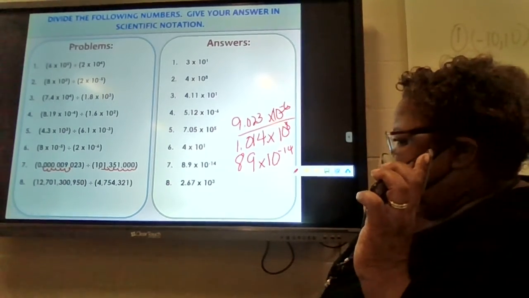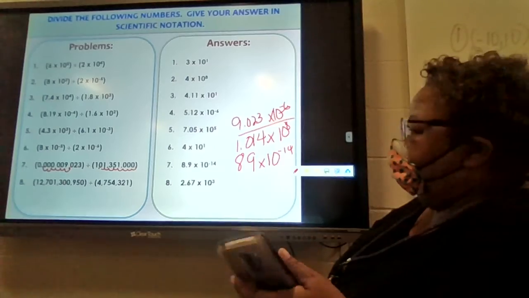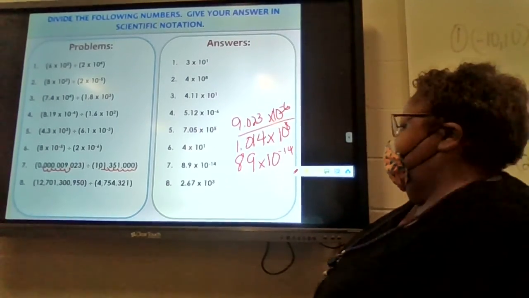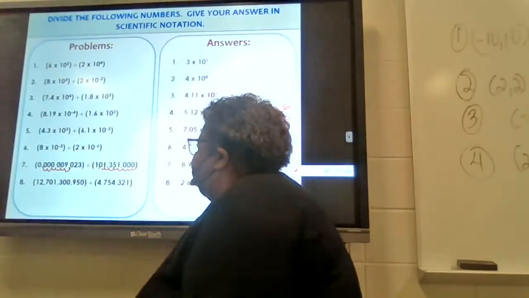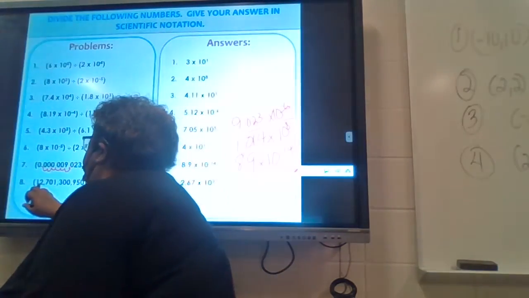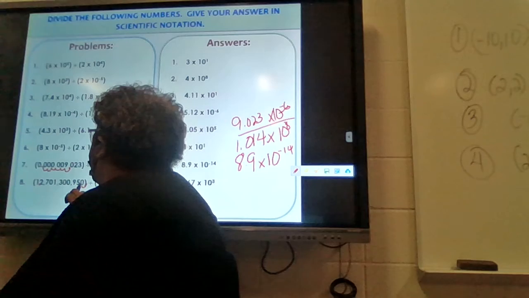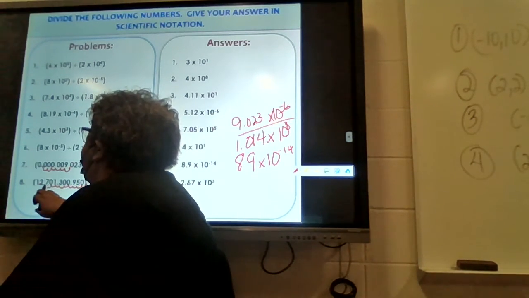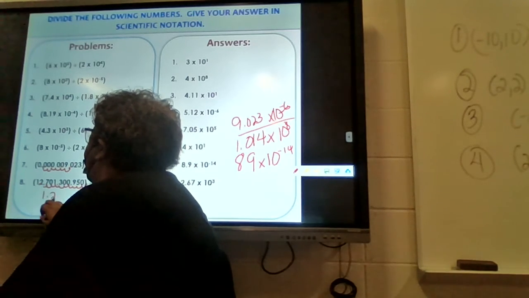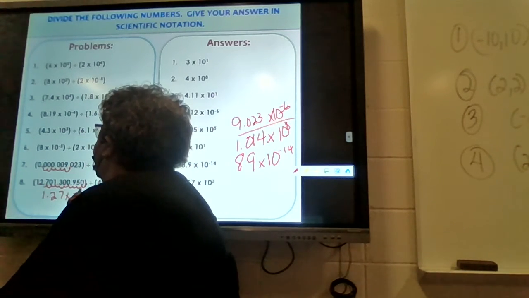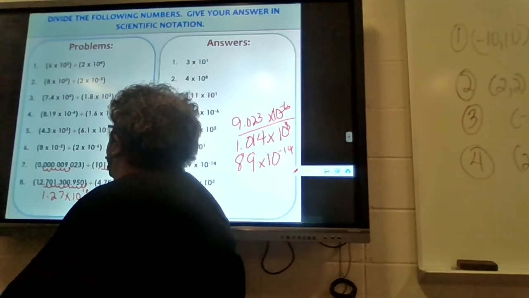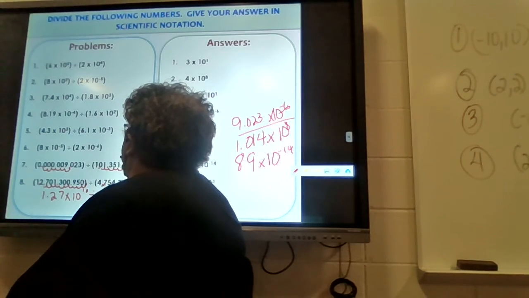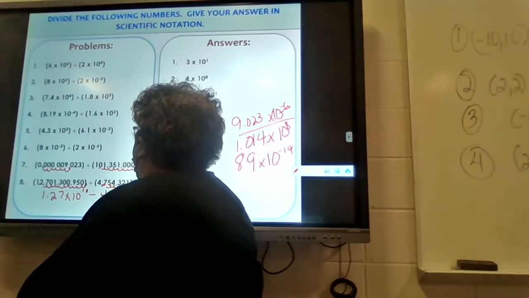So I just use my calculator. Okay, I got time to do this last one. So this last one, I'm going to put my decimal here. So I moved it 1, 2, 3, 4, 5, 6, 7, 8, 9, 10. So 1.27 times 10 to the 10 divided by, put the decimal here, 1, 2, 3, 4, 5, 6, 4.75 times 10 to the 6.